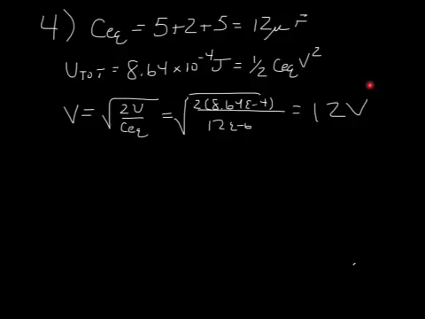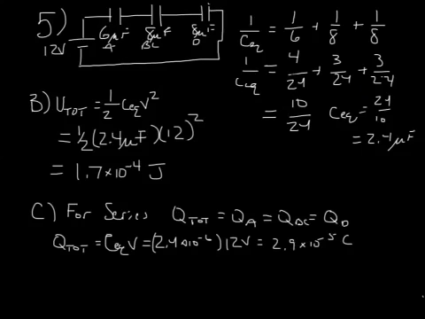Circuit with capacitors in parallel and in series. So here I've drawn the equivalent circuit, taking out capacitor BC that are in parallel and putting them in series with capacitor A and D.